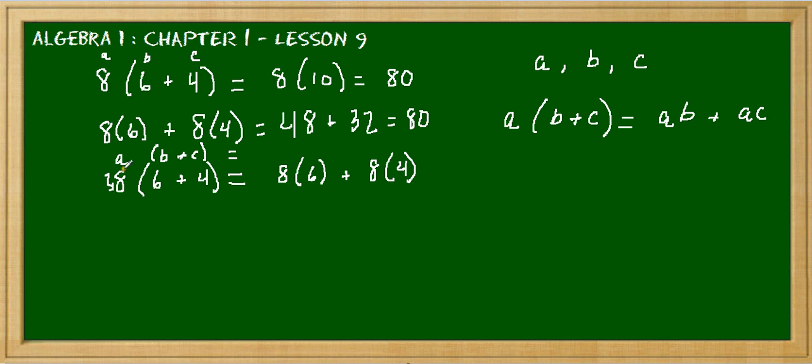So if we're going to put them in the same order, well, we are told that A times (B plus C) is equal to A times B. Well, what's A times B? Well, A times B would be 8 times 6. So you see that worked out. And we have A times C, which would be 8 times 4. So this is the application of the distributive rule in the example.